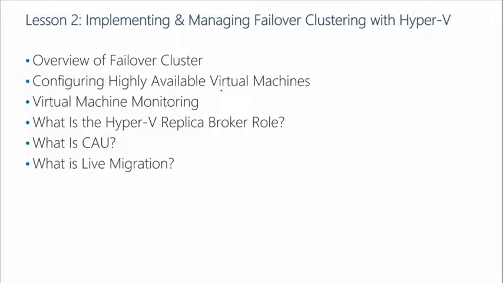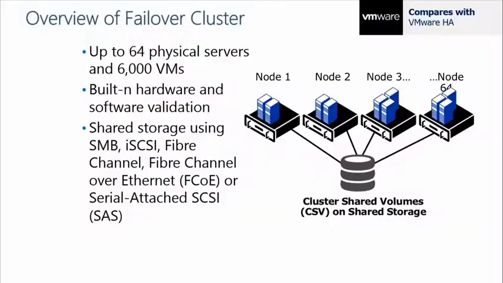All right, so we're going to go in and talk a little more about failover clustering itself, kind of the core concepts, core functionality of how it works. With this release, 2012 and 2012 R2, we support 64 node clusters, up to 8,000 VMs in those clusters. These include built-in hardware and software validation tools. Of course, we support the shared storage, but I want to spend a quick minute to talk about exactly how clusters work.